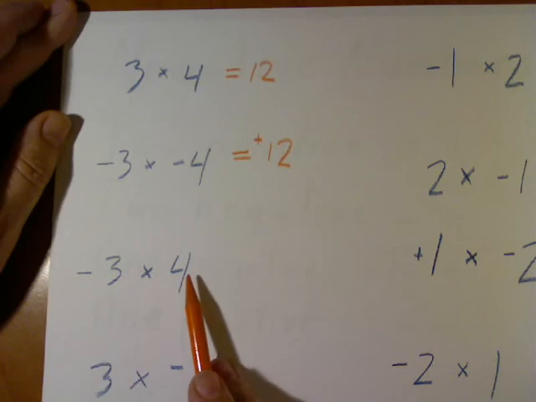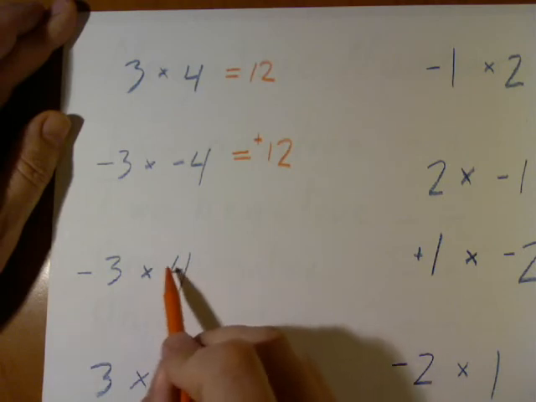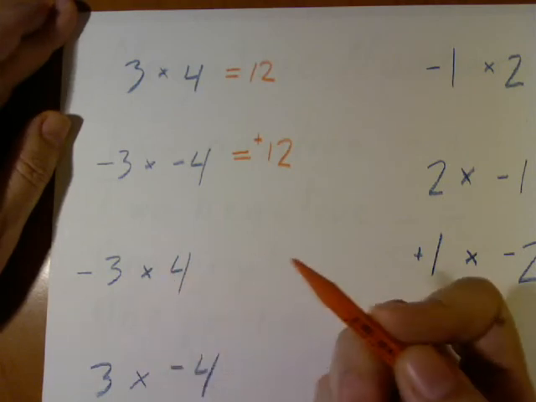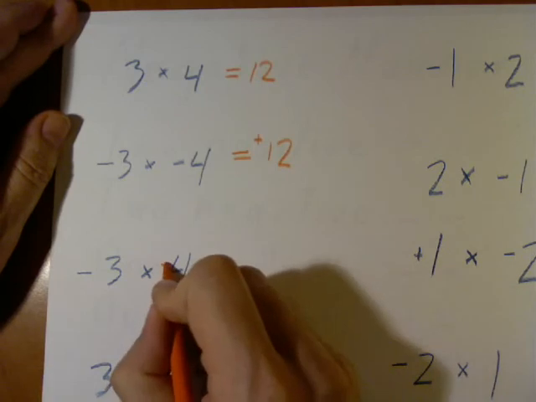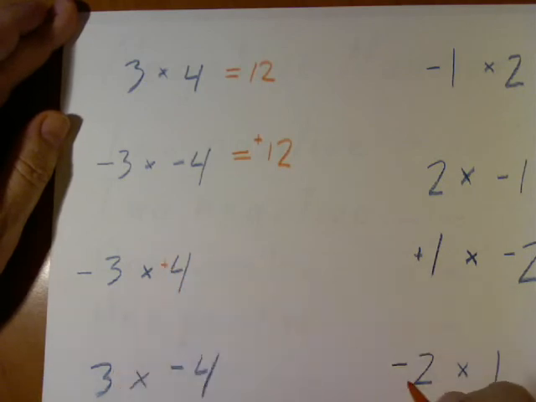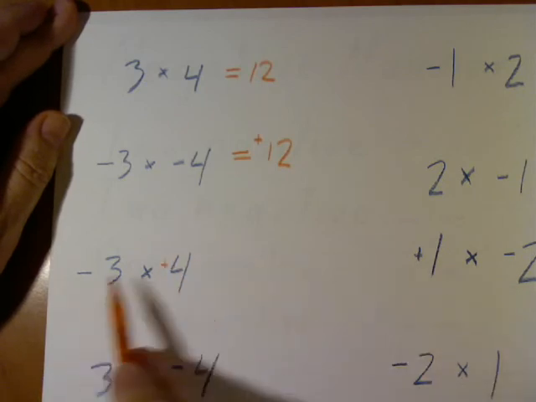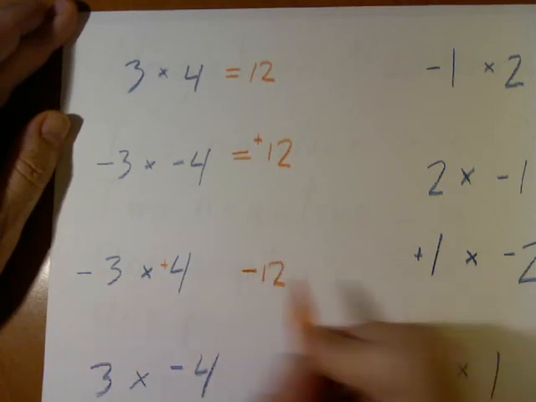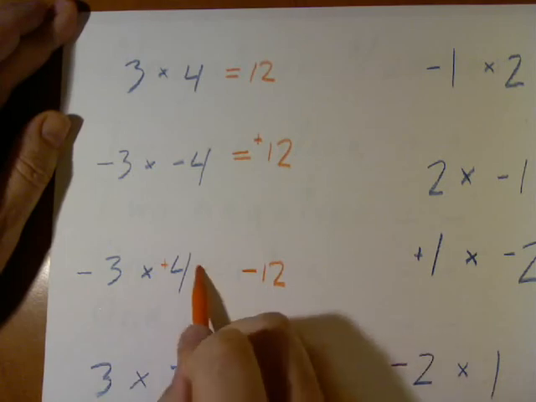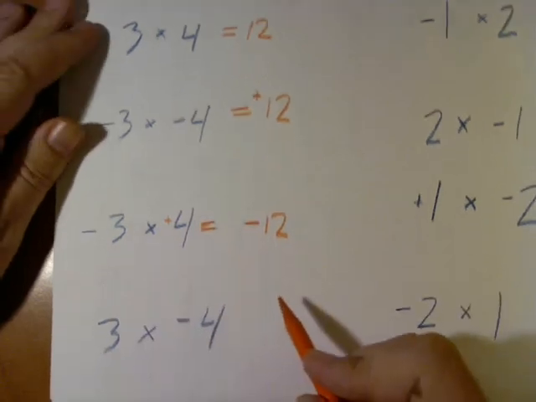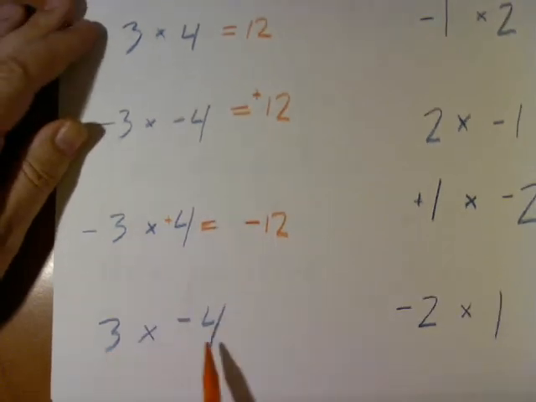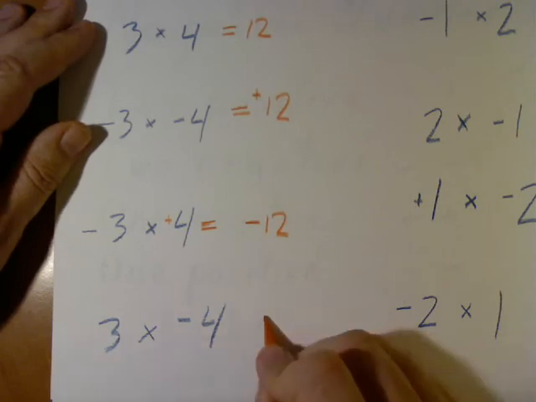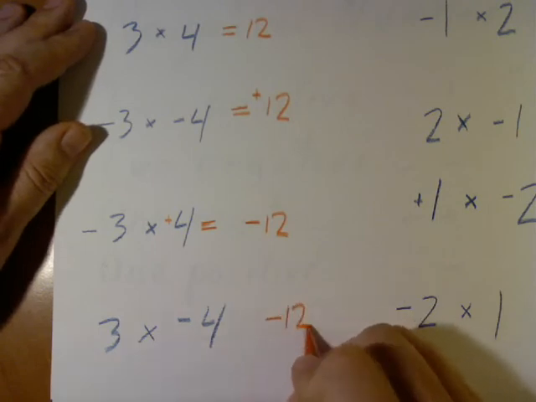Negative 3 and positive 4. We don't say positive right there, but if there's no sign, we know it means it's a positive number. Put a little positive there if you want to remember. Negative 3, one negative, one positive. That means we have a negative 12. Likewise, a positive 3 and a negative 4 gives us a negative 12.